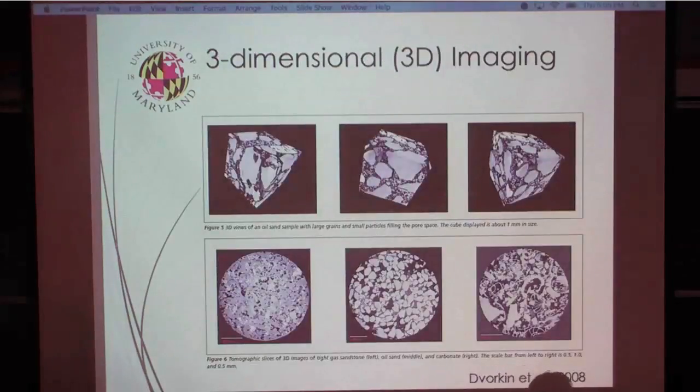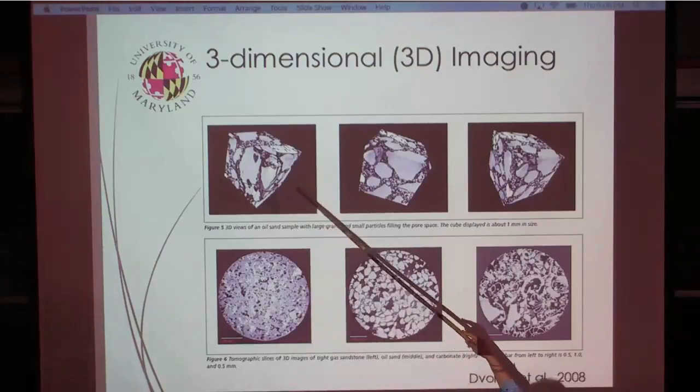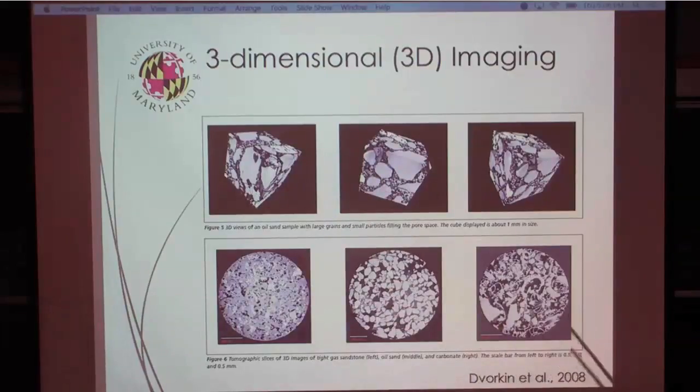We are not the only ones facing these problems. Material scientists, people who look at medical science, they all need to know the 3D structures of whatever object is of interest. In geoscience, it's fair to say that three-dimensional imaging to look at the really detailed geometrical distribution of various phases started mostly with oil-related applications. Shown here is a paper by Dworkin et al. published in 2008. The top are the oil sand, and the bottom are the tight gas sand, so that they get the 3D geometrical details.